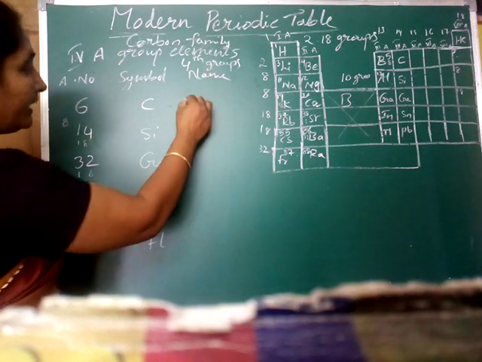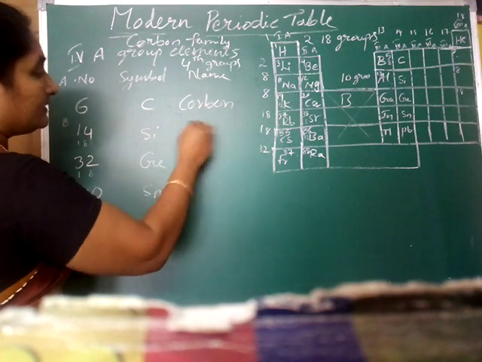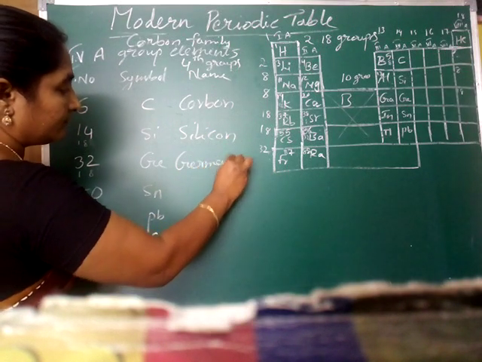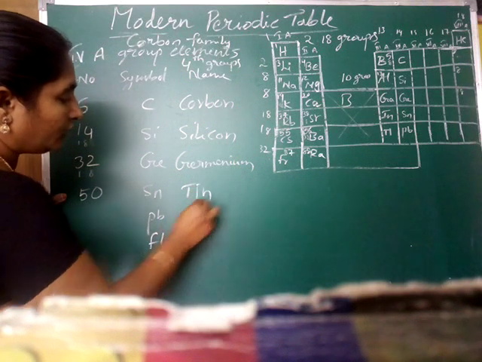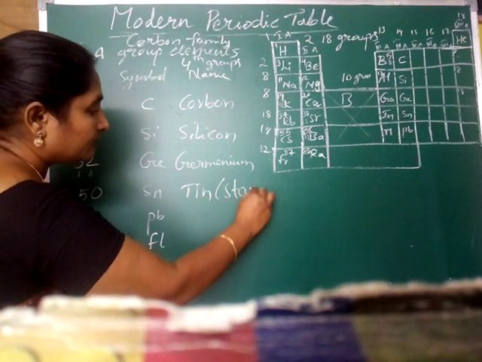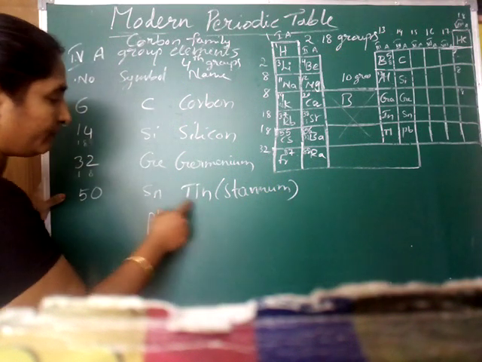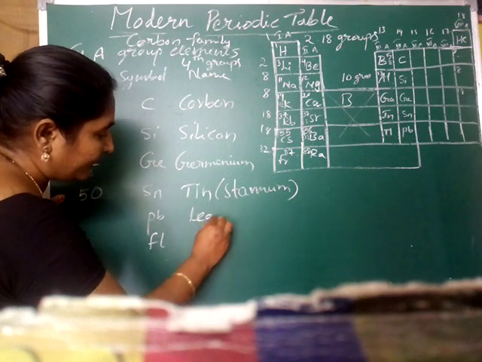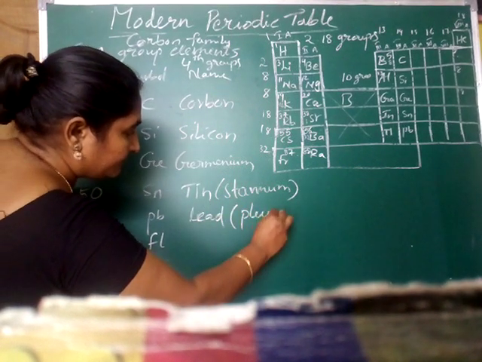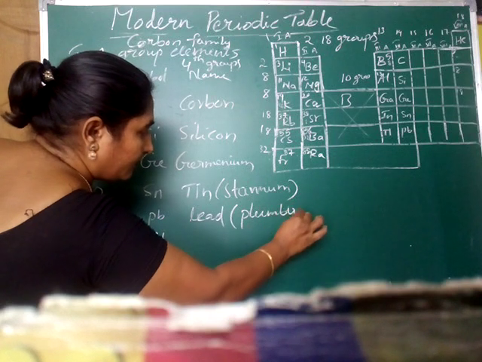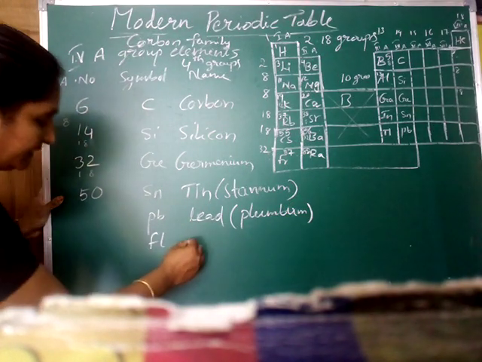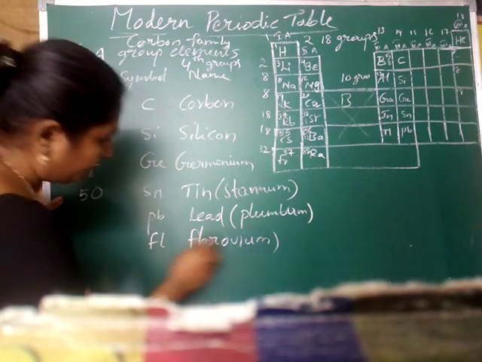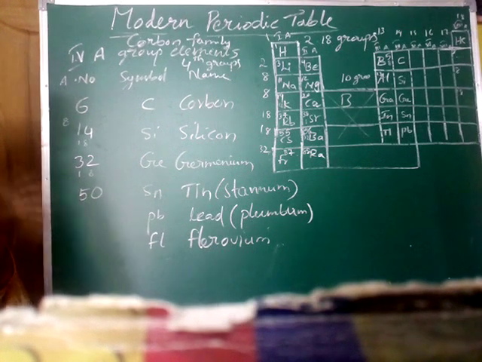Okay, I am writing carbon, silicon, germanium, tin. Don't confuse here, because stannum is the Latin name of tin. And lead: plumbum is the Latin name of lead. This is flerovium, Fl, the new element.